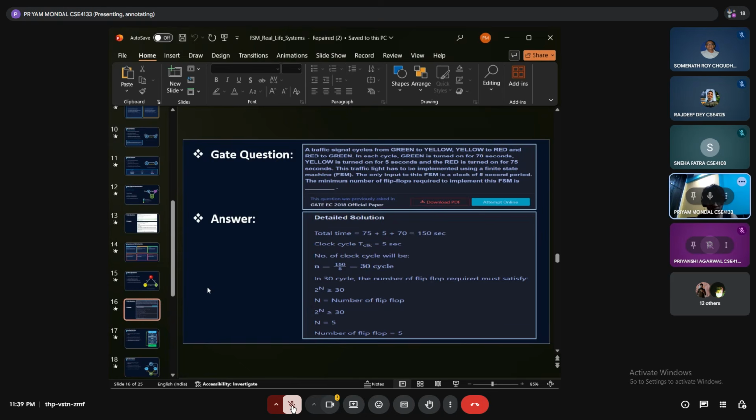So now, this is a GATE question similar to traffic signals. In this question, we are given the turn-on times of the green light, yellow light, and red light, and the clock time. We calculate the total time, divide it by the clock cycle, and get the number of cycles. Then, by using the 2 to the power n formula, we find the number of flip-flops used. That is 5 for this particular question.